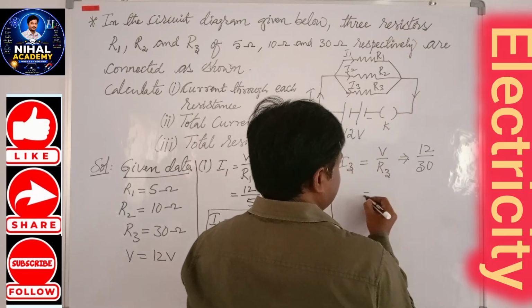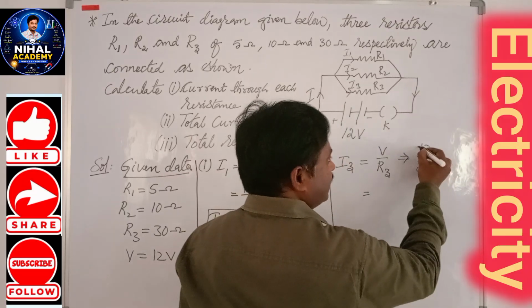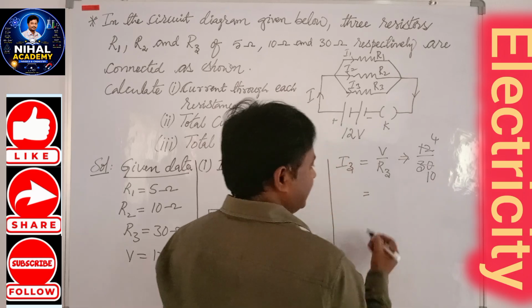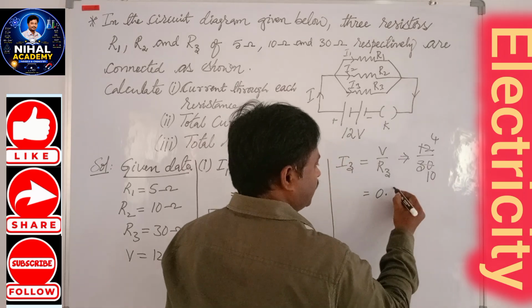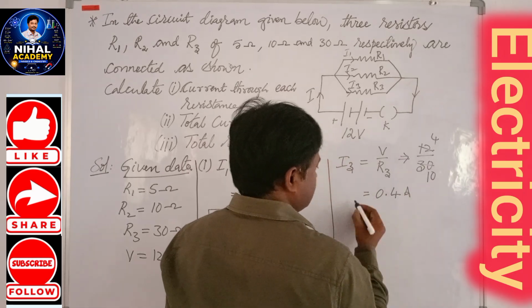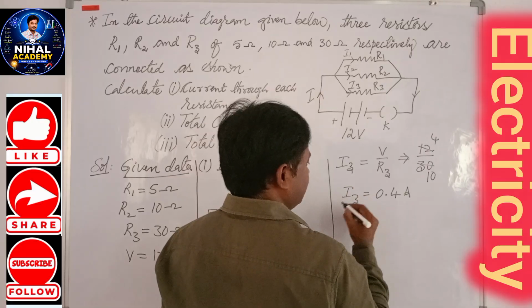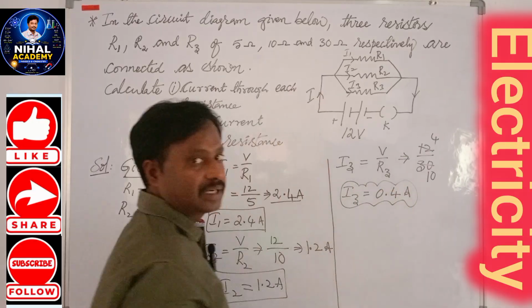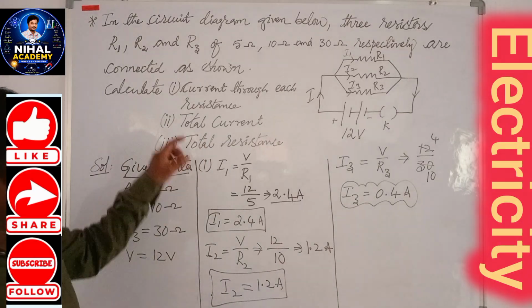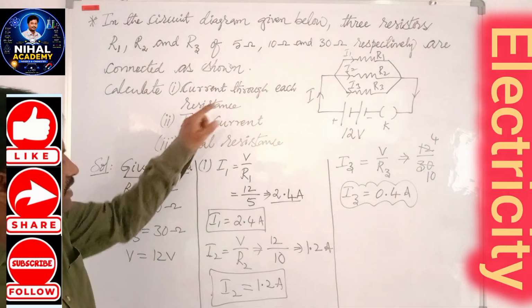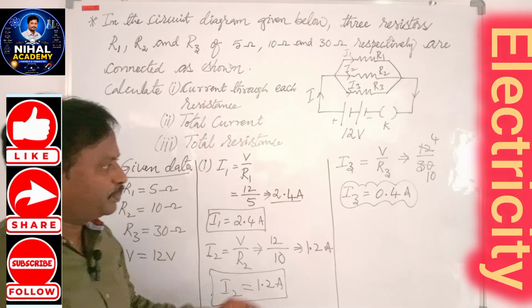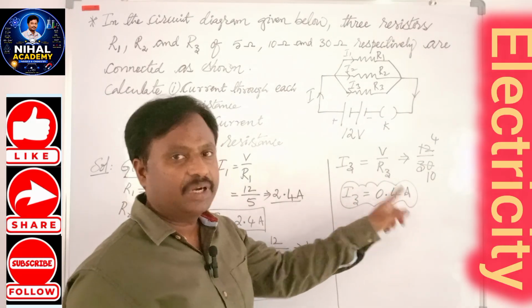So 12 by 30. 3 here, 4 times cancel, 3 here, 10 times. So 4 by 10, that is equal to 0.4 amperes. So I3 current is equal to 0.4 amperes. Now, the first question is complete. Current through each resistance: I1 is 2.4 amperes, I2 is 1.2 amperes, I3 is 0.4 amperes.